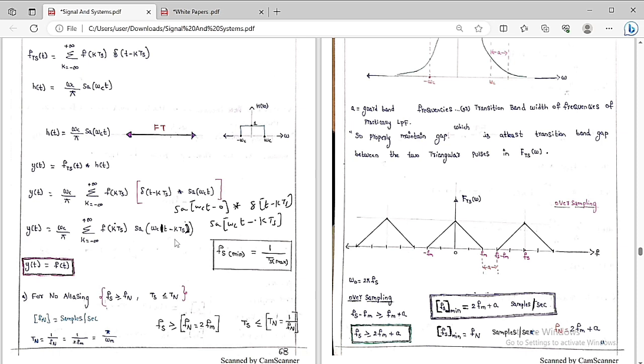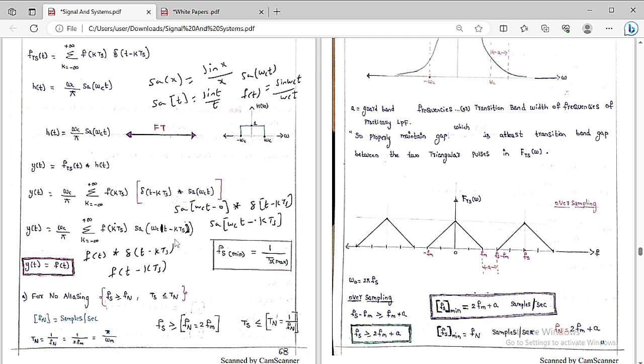So this is the expression that we are going to get. Sinc of x is nothing but sin x by x. Now sinc of t is nothing but sin t by t. Then sinc of omega c t is nothing but sin omega c t by omega c t. So let me assume this is some f of t. So f of t convolution of delta of t minus k Ts is nothing but f of t minus k Ts, right? So here wherever t is there, replace it by t minus k Ts. So f of t is nothing but sinc of omega c t.